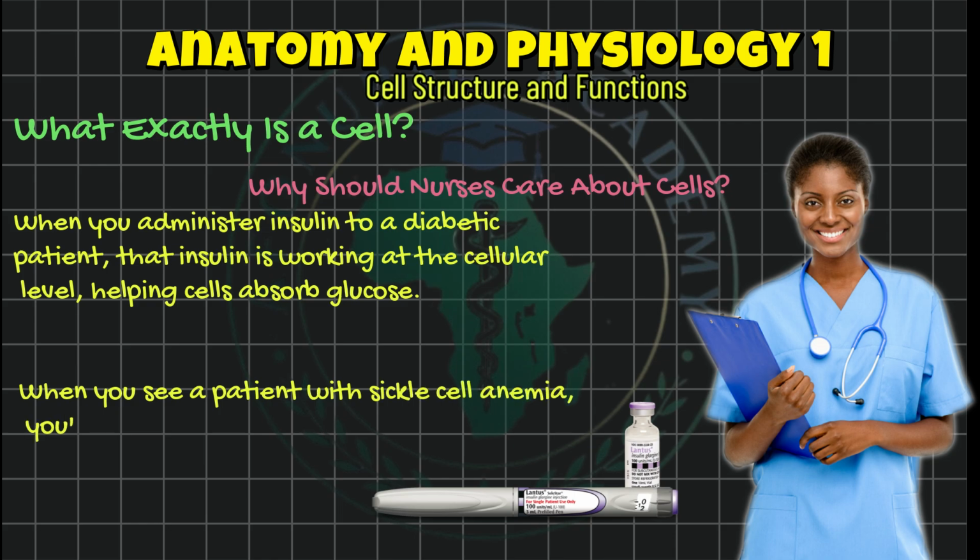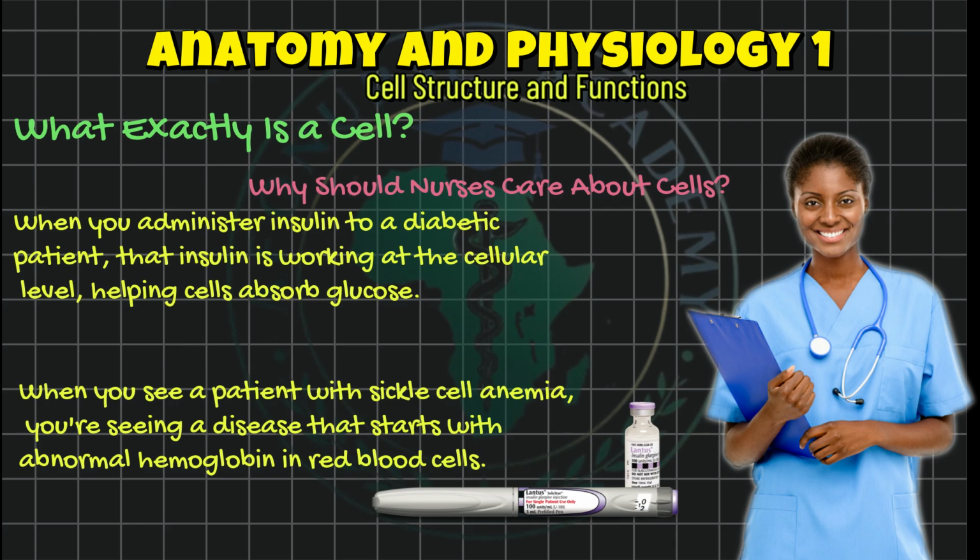When you see a patient with sickle cell anemia, you're seeing a disease that starts with abnormal hemoglobin in red blood cells. When you monitor a patient receiving chemotherapy, those drugs are targeting rapidly dividing cancer cells. Every medication you give, every symptom you assess, every diagnosis you encounter, it all comes back to what's happening at the cellular level. Understanding cells gives you the foundation to understand diseases, treatments, and patient responses.